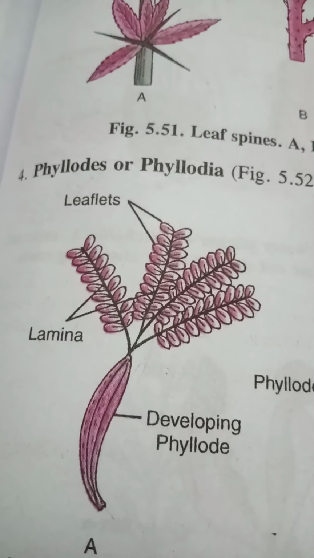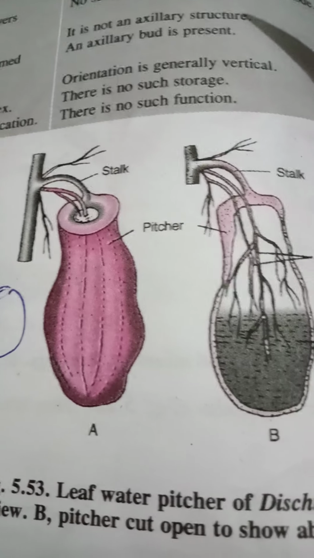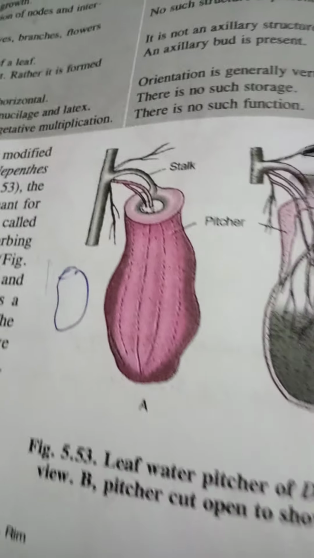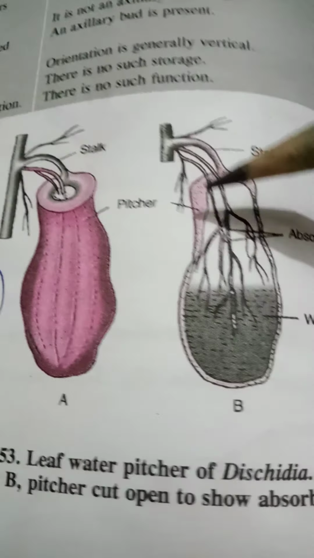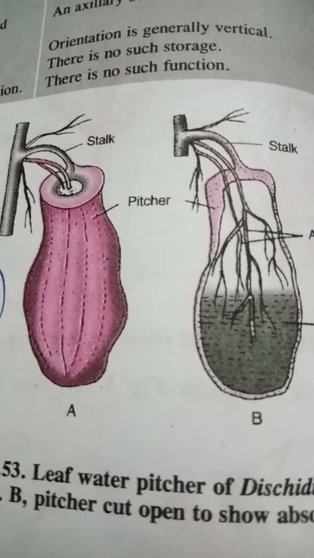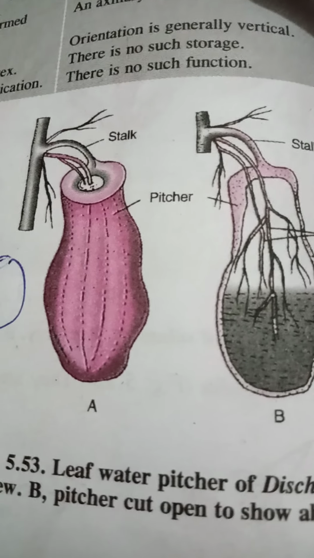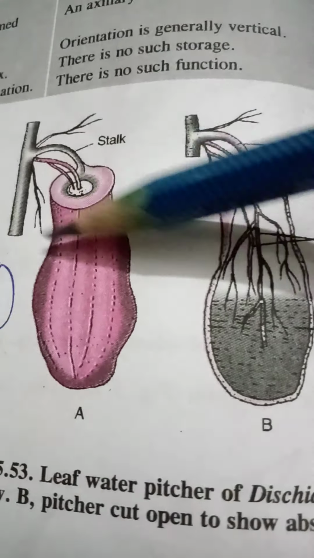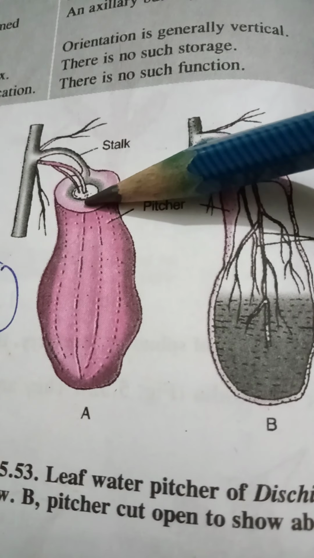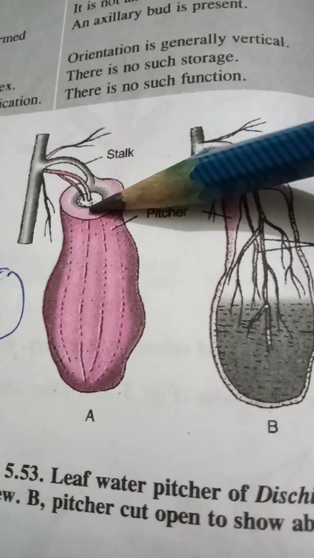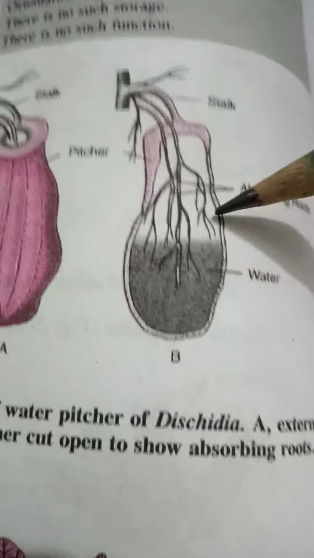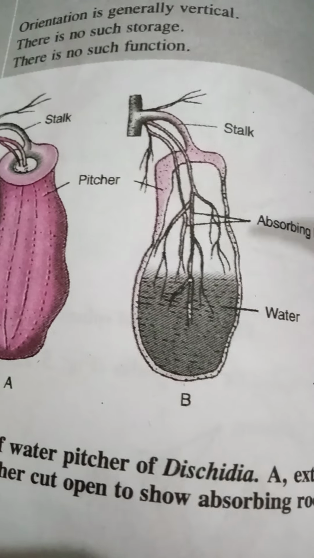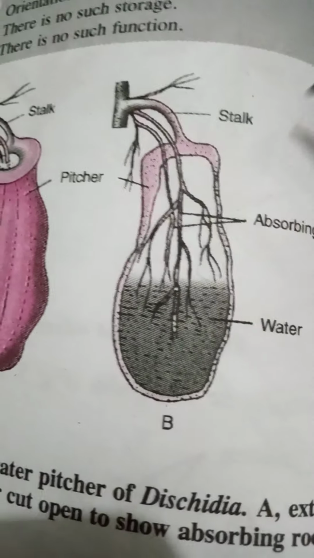Then next we come to the leaf pitchers. Definitely this is the Nepenthes khasiana plant, our pitcher plant. The lamina gets modified into a large pitcher and the above portion is open. Here adventitious roots develop inside. These are the adventitious roots which are developing, called the nest roots.